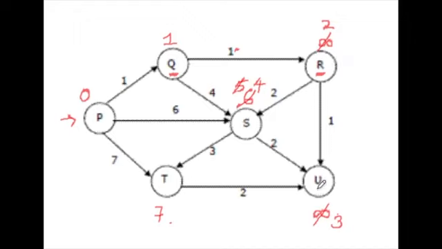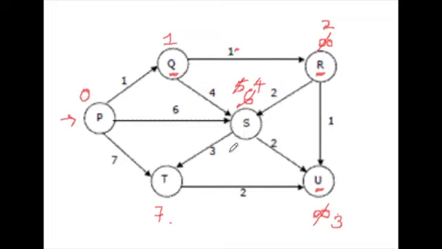The next shortest path is U. That is, the distance is 3. So from here I should check, is there any update to other vertices? Is there any shorter path to other vertices from U? From U there are no edges going out. So I'll just leave it.